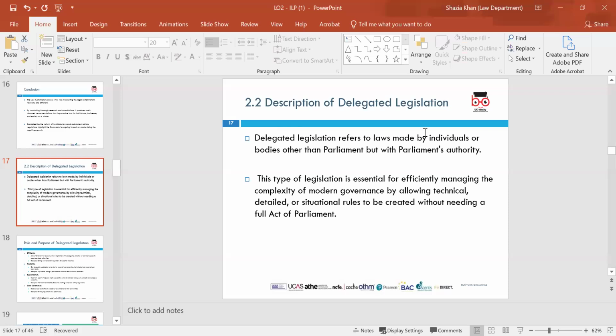2.2, description of delegated legislation. So what is meant by delegated legislation? Delegated legislation is law made by ministers under powers deriving from Acts of Parliament. Thousands of pieces of delegated legislation, commonly known as statutory instruments, are passed by Parliament each year. So there are different types of delegated legislation.